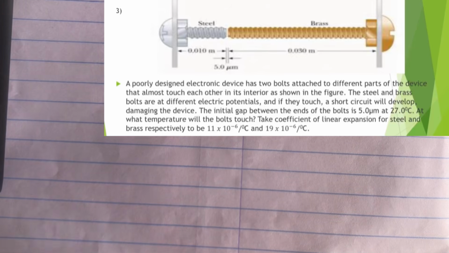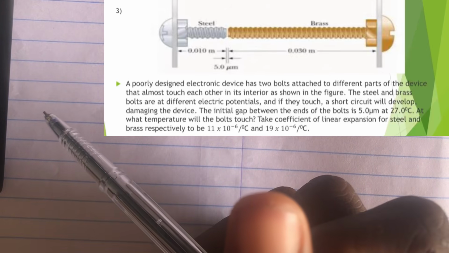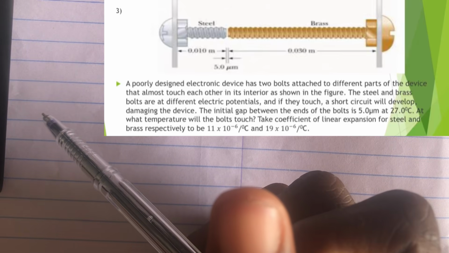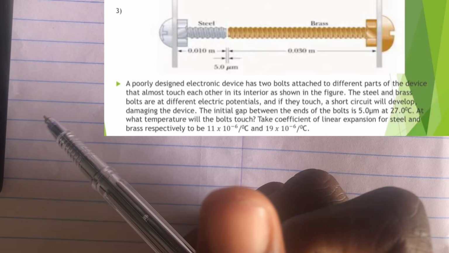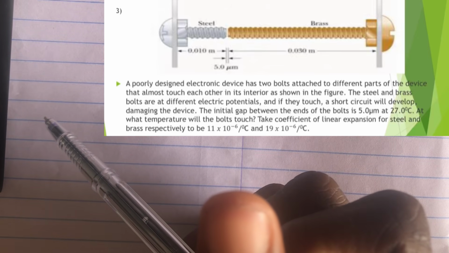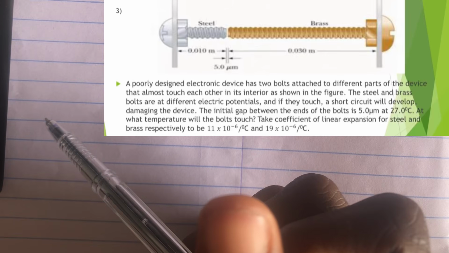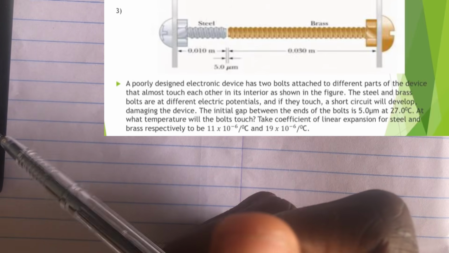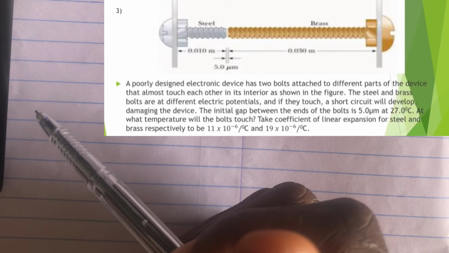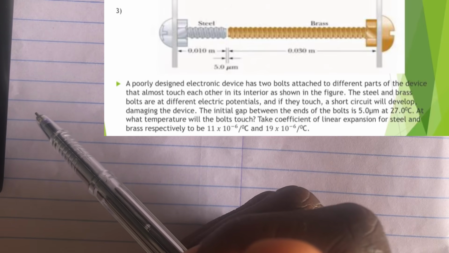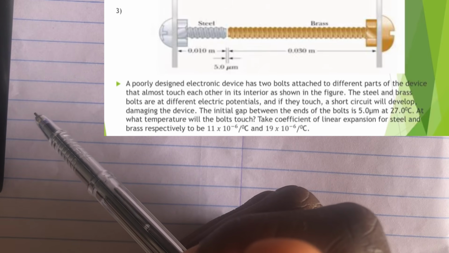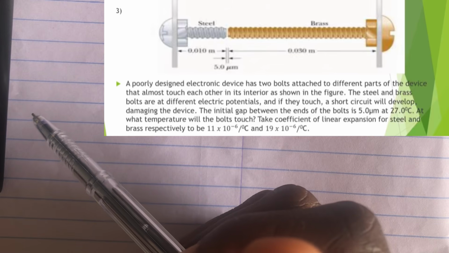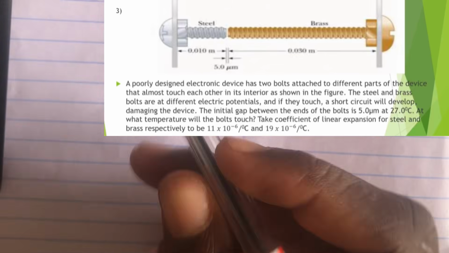They said a poorly designed electronic device has two bolts attached to different parts of the device that almost touch each other in its interior, as shown in the figure. The steel and brass bolts are at different electric potentials, and if they touch, a short circuit will develop, damaging the device. The initial gap between the ends of the bolts is 5 micrometers at 27 degrees Celsius. At what temperature will the bolts touch? The coefficients of linear expansion for steel and brass respectively are 11 times 10 to the minus 6 per degree Celsius and 19 times 10 to the minus 6 per degree Celsius.